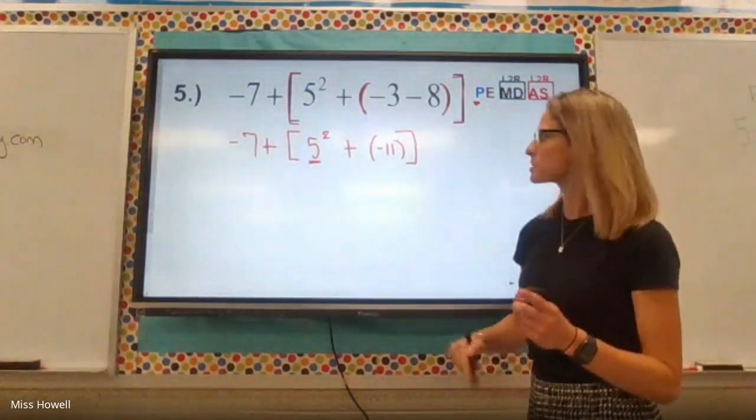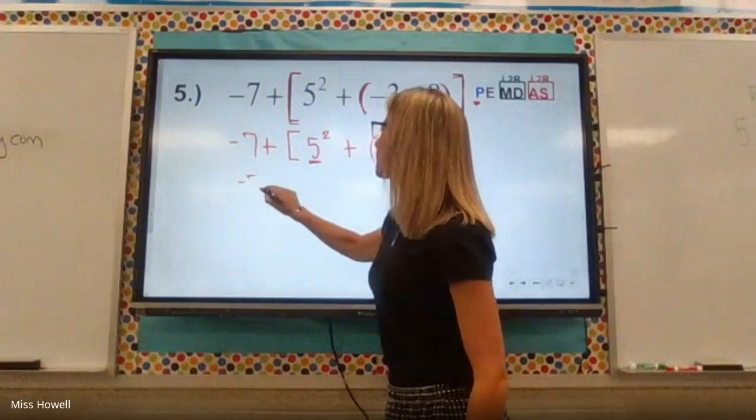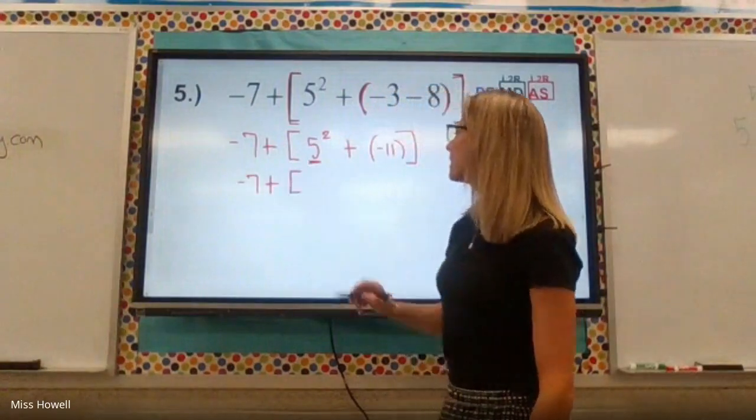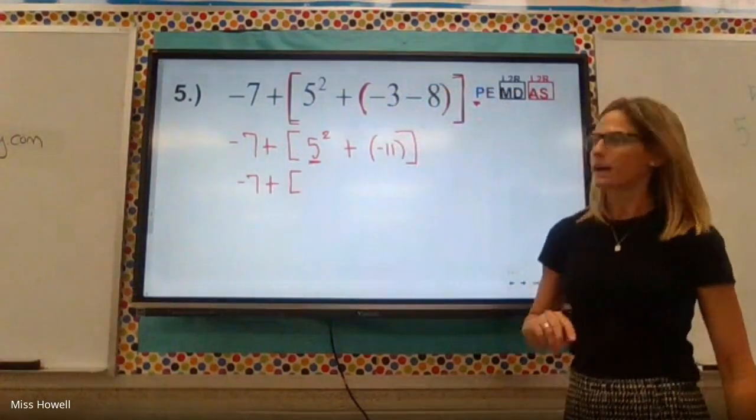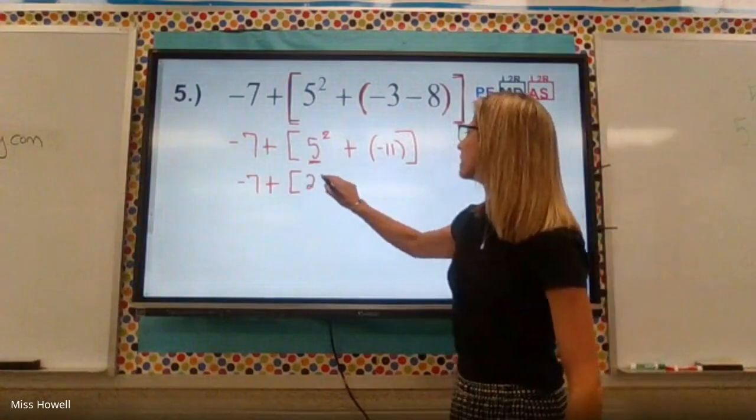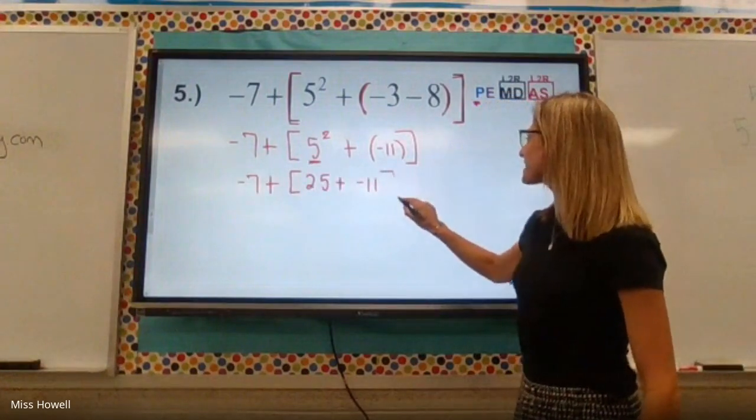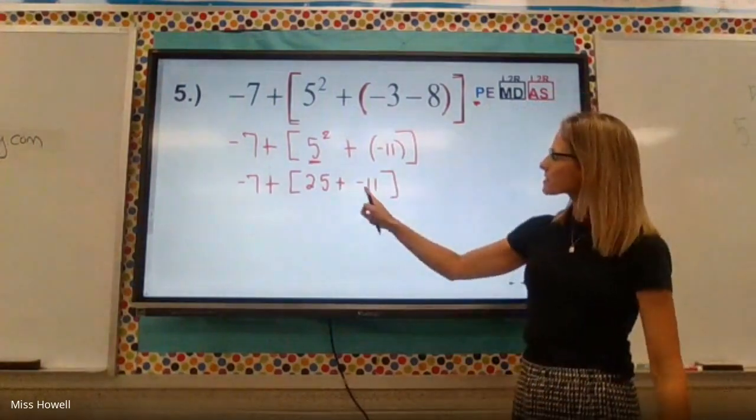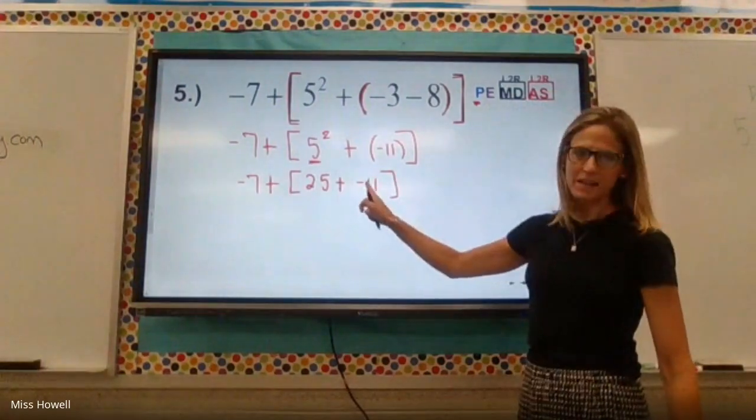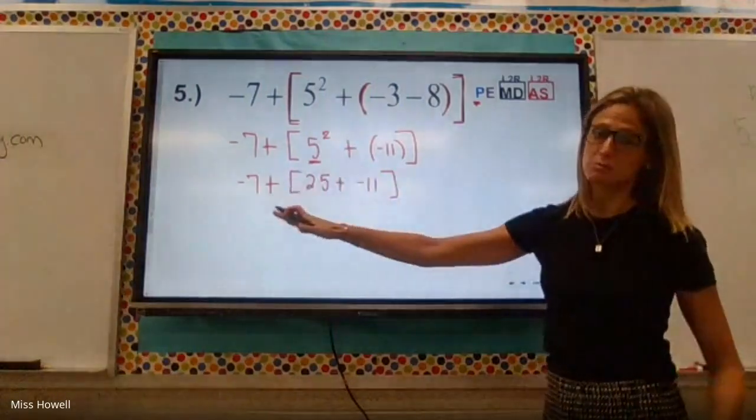Remember, it's not 5 times 2. So -7 plus, bring down our bracket. 5 squared would give us a new value of 25. Bring down our plus, and then we can have a -11 like that, right? But sometimes that gets confusing with the add and the negative, especially if that's a subtract and the negative.